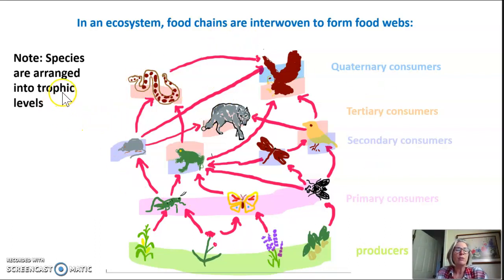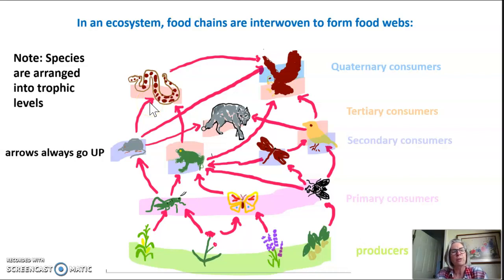The species are arranged into trophic levels as much as possible. Our species that play multiple roles could be lower or higher in the food web, but as much as possible, we try to arrange these webs in layers that correspond to their trophic levels. The next thing to note is that the arrows always go up in a food web.